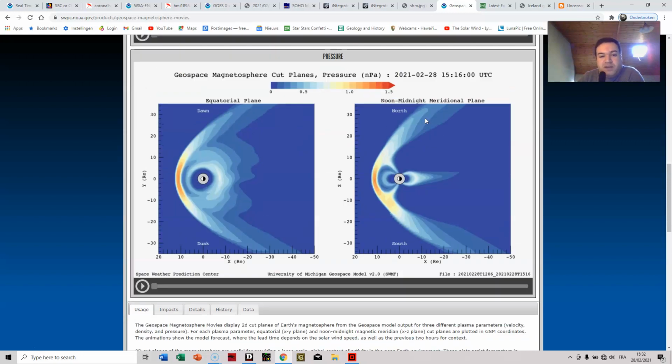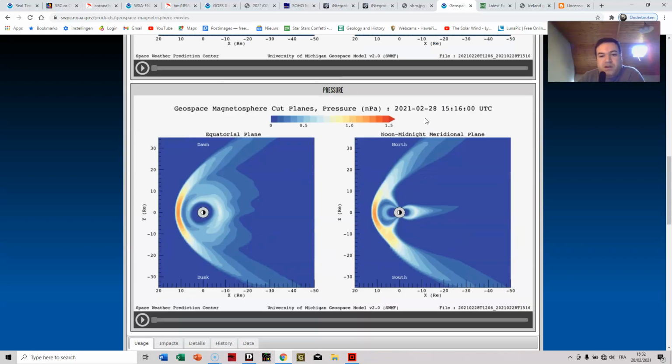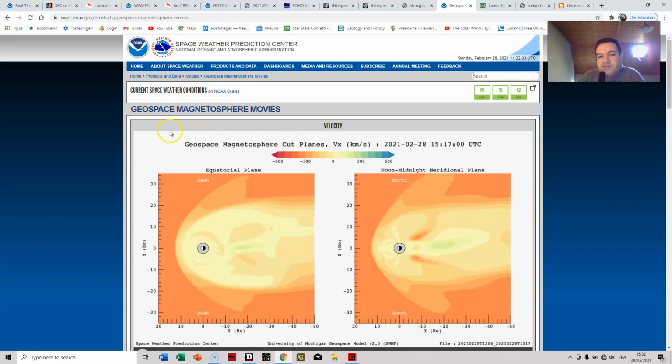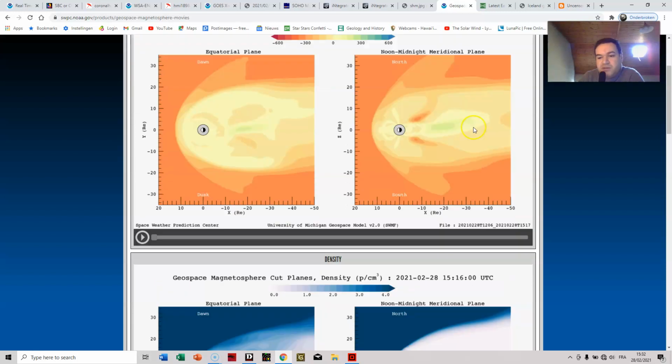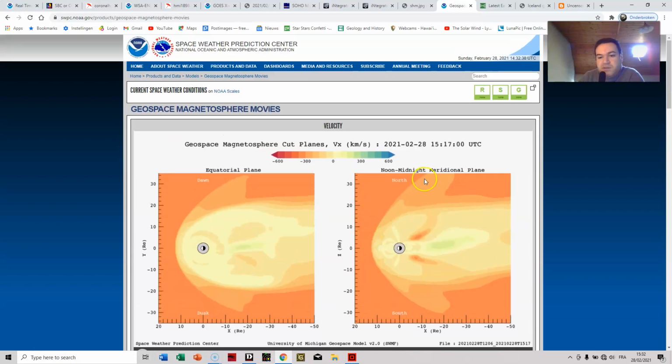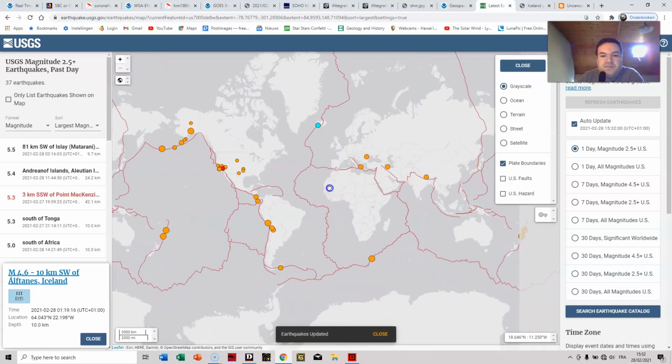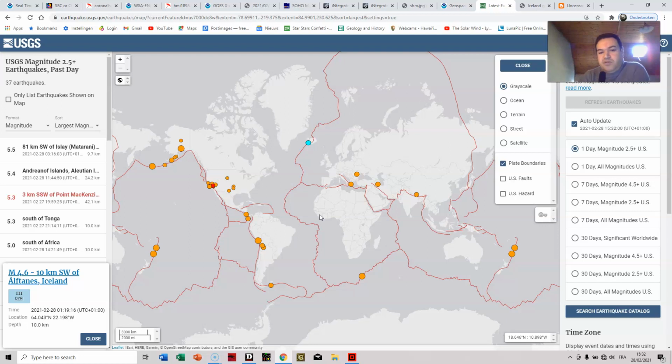I will send an email to ask the Space Weather Prediction Center as to why they made this choice. Same applies to the pressure. They could go much higher in this scale, but they don't. And I do believe that anything hovering around 1.5 nanopascals doesn't mean much. So if something dangerous were to happen in space, dangerous space weather conditions, you will never see this in these particular simulations. That's really sad.